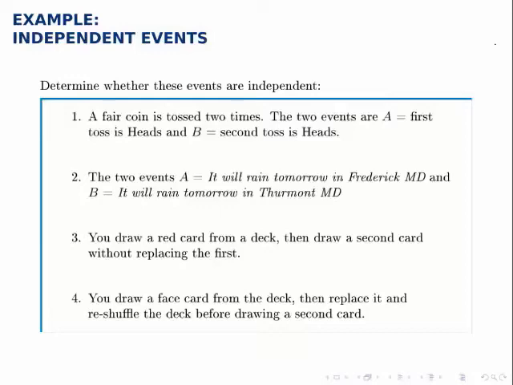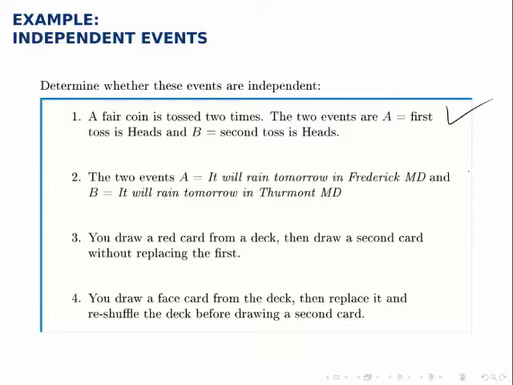The first scenario says a fair coin is tossed 2 times. The 2 events are the first toss being heads and the second toss being heads. These events are independent because what happens the first time has no impact on what happens the second time. Each time the coin is flipped, it doesn't remember what happened the previous time, and it's an independent result.